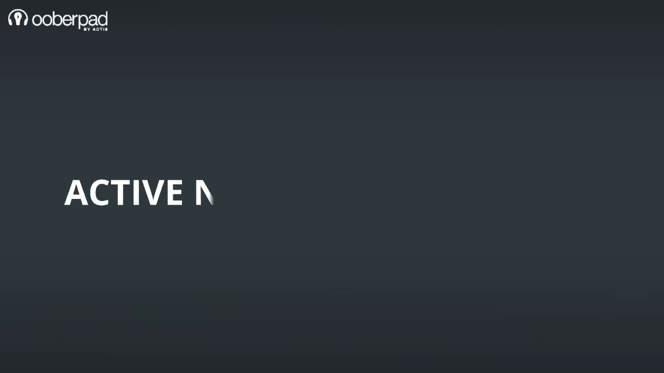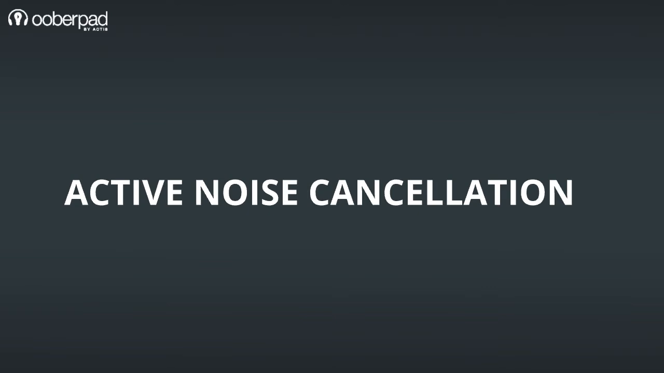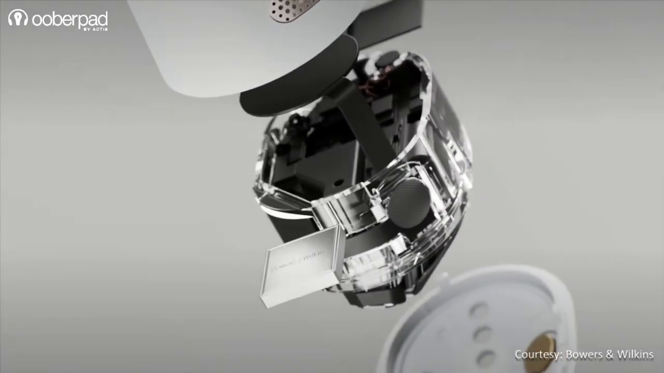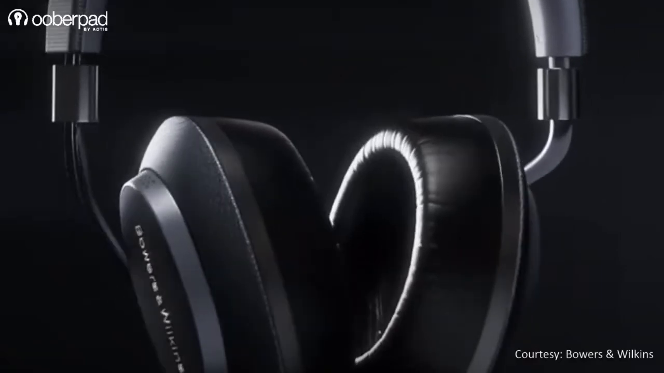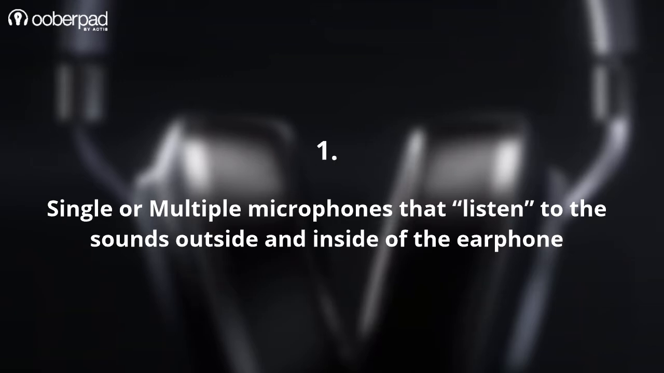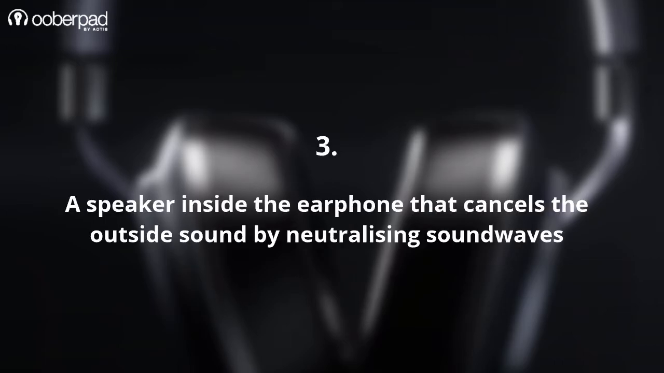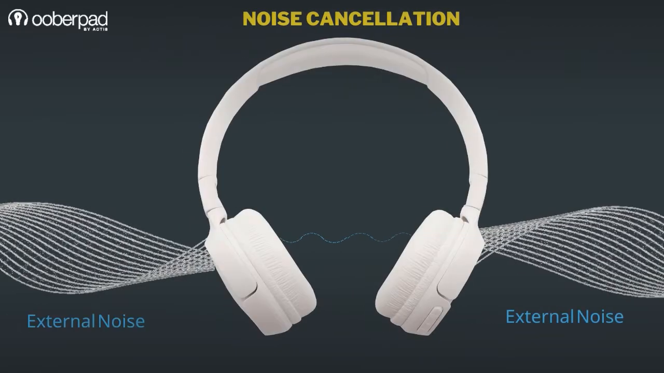On the other hand, active noise cancellation or ANC uses electronics and phase cancellation algorithms to reduce unwanted background noise. The system deploys three components. First, single or multiple microphones that listen to the sound outside and inside of the earphone. Second, an ANC chipset that inverts the sound waves. And finally, there is a speaker inside the earphone that cancels outside sound by neutralizing the sound waves. Essentially, it is a harmonious coordination within the circuitry to reduce, control, or cancel ambient noise.